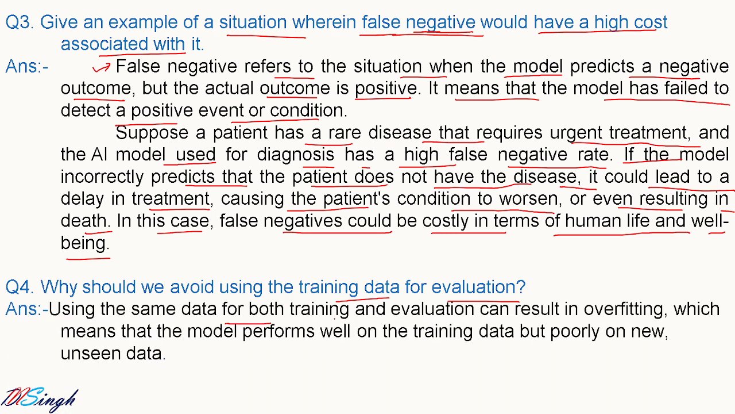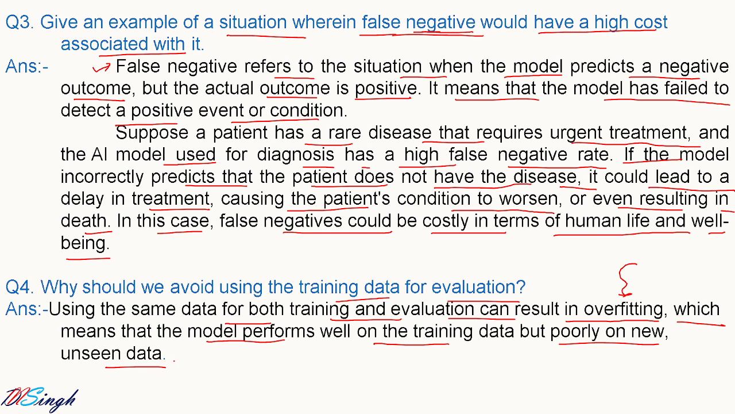Using the same data for both training and evaluation can result in overfitting. This word is very important. They will ask it in different ways. Like overfitting can be asked, what is overfitting? Or why should we avoid using training data for evaluation? Okay, so like that questions will be framed around this concept, which means that the model performs well on training data but poorly on new or unseen data.